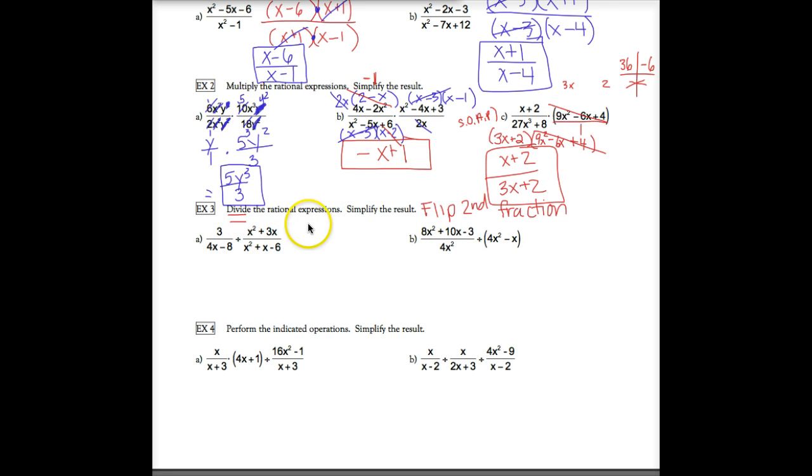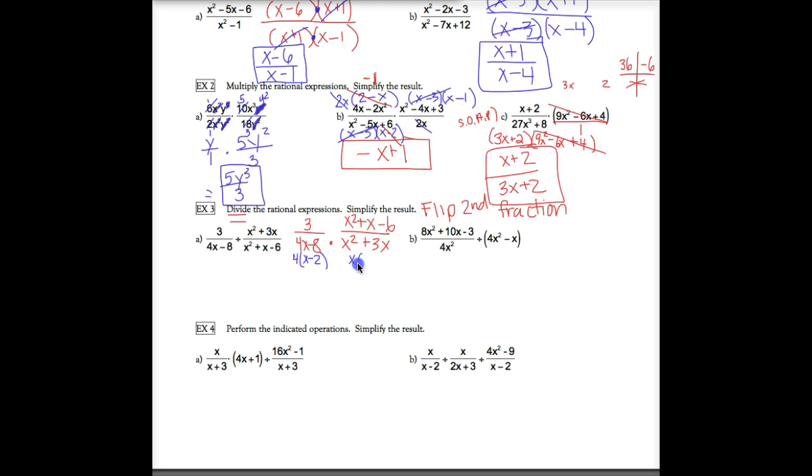So what I usually do first is rewrite it as a multiplication problem. So times, and then flip the numerator and denominator here. And now it looks exactly like example 2. So factor here down at the bottom. This has a GCF of 4.